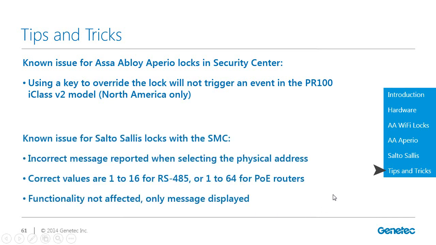Now, the only problem you might encounter when using the Salus units is in the SMC web portal. When you're selecting the physical address when adding a unit, the message that it gives you is incorrect. The correct values for an RS-485 router are from 1 to 16 and from 1 to 64 for the PoE routers. Changing the number works just fine. It's only the message that's displayed that's incorrect, and that's going to be fixed in a future release.